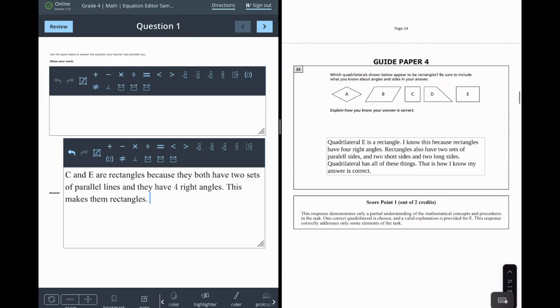Now this kid only gets 1 credit. Let's see if you know why. E is a rectangle. So they're telling you quadrilateral E is a rectangle, and I know this because rectangles have 4 right angles. So his reason is right, but because he didn't also pick C, he lost a point. All right, so let's hit pause so you can check your work and practice typing this down in your equation editor.